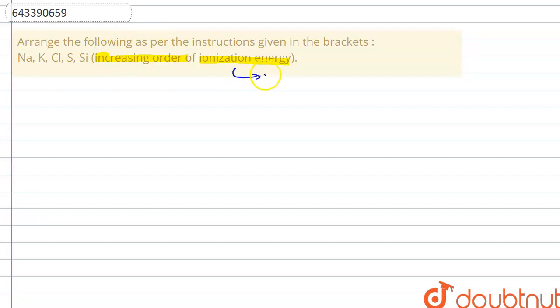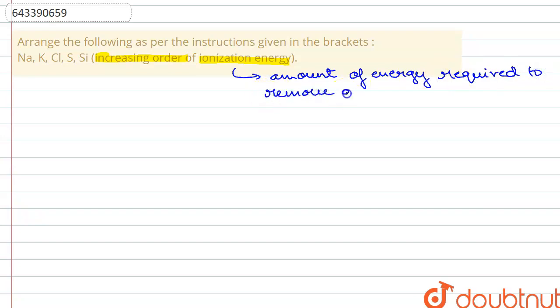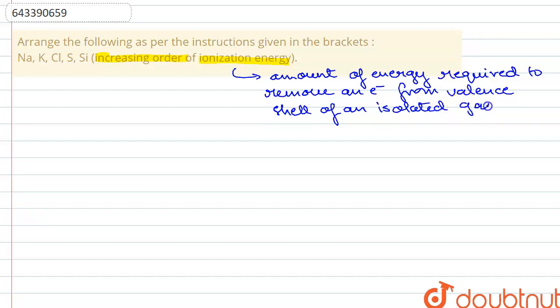So ionization energy is the amount of energy that is required to remove one electron from the outermost shell of an isolated gaseous atom. Okay, so it is the amount of energy required to remove an electron from the valence shell or outermost shell of an isolated gaseous atom. So this is the definition of ionization energy or ionization enthalpy.